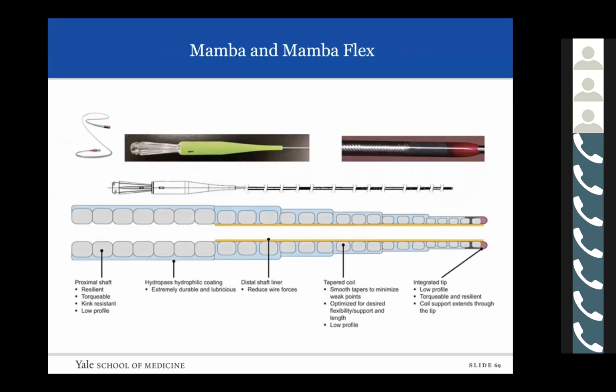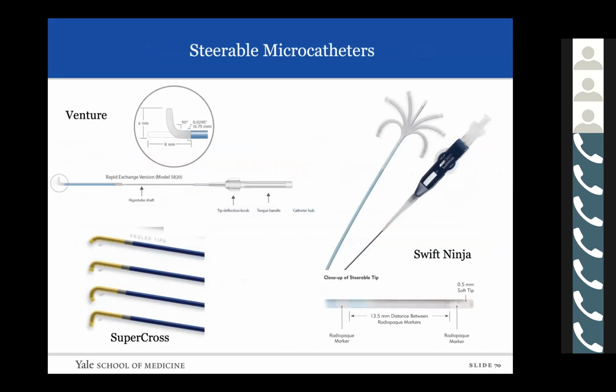There's the Boston Scientific Mamba and Mamba Flex, which is very similar. It's a little bit different tip design. Most of the other ones, the tip is a laser welded piece of plastic. With the Mamba, the core goes through to the tip, so it decreases tip separation. It improves your crossing push, but it increases your crossing profile.